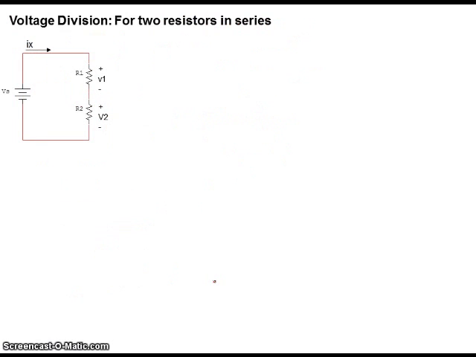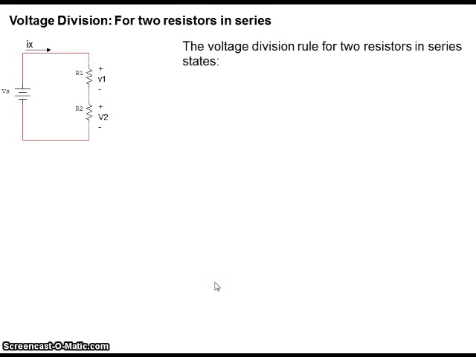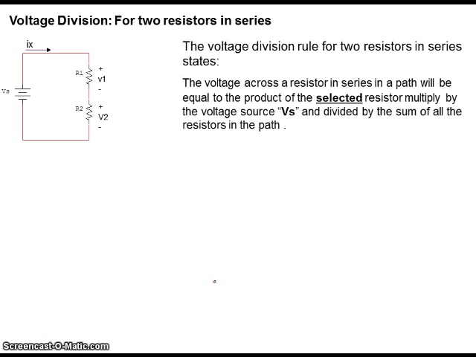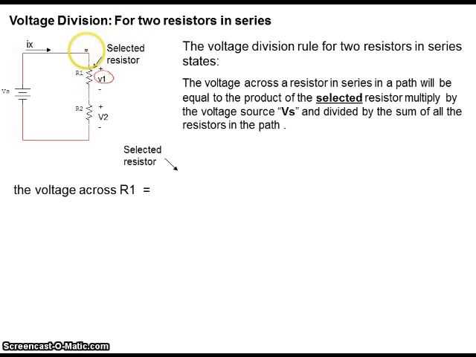Now we're going to learn an easier way, and this is going to be voltage division. And voltage division says that the voltage across a resistor in series in a path will be equal to the product of the selected resistor multiplied by the voltage source and divided by the sum of all the resistors on the path. So if I want the voltage across R sub 1, that's V1, then I need to look at the selected resistor, multiply that by the source voltage, and divide that by all the resistors on the loop. And that's R1 and R2. That will give us V1.